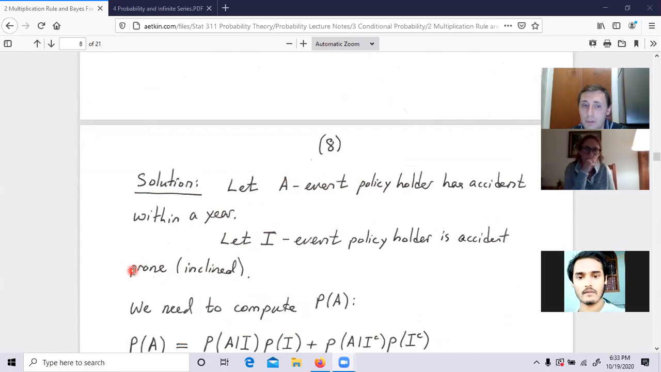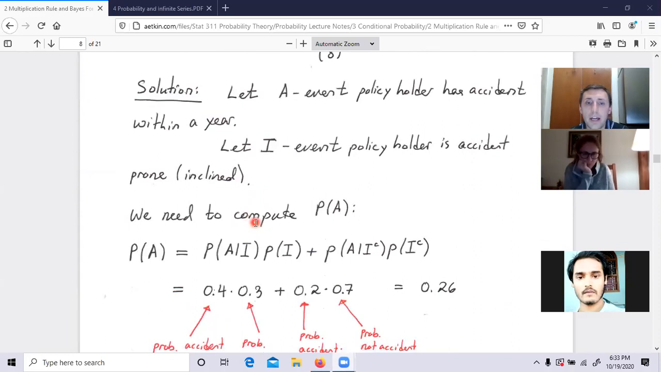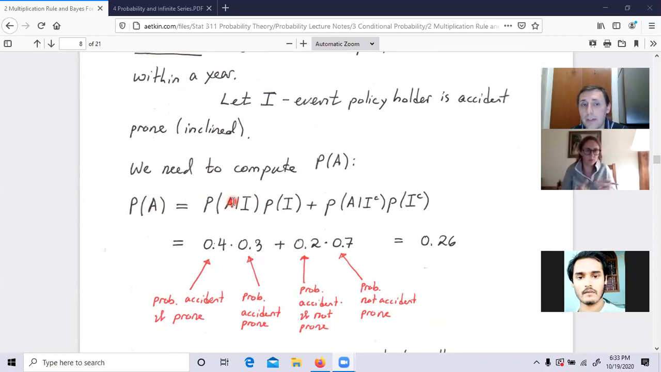So then I do the following. What is the probability of having an accident? It's the probability of having an accident given accident prone times probability of being accident prone, plus the probability of having an accident given that you are not accident prone times probability of not being accident prone. Does everybody understand how this formula was created? You just have A is equal to AI union AI complement, and those events are disjoint. And then I just have probability of AI, and I condition on I. I make I the first event. So I use the multiplication rule here. Yes?